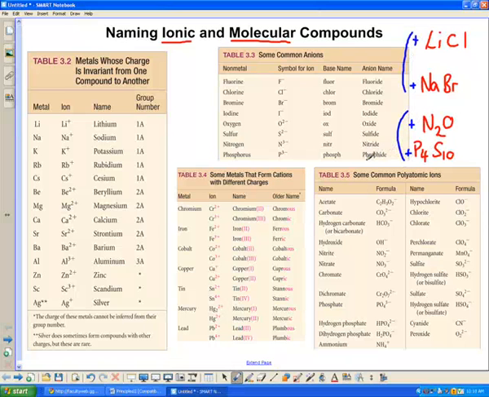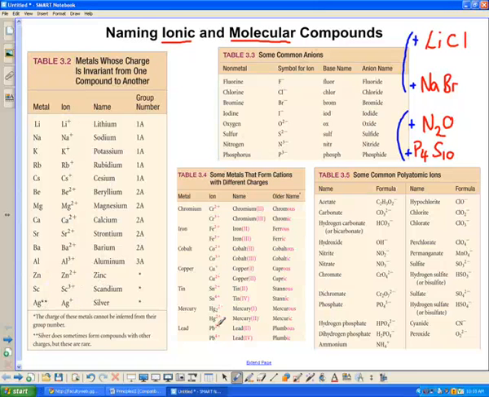Let's go through a few examples. Before I move off this slide, I just want to point your attention to tables 3.2 through 3.5 from your textbook, and we're going to be coming back to these several times during this video. Whenever we're talking about naming, we want to talk about the cation and the anion. We have simple cases of cations where the group number dictates the charge, apart from transition metals, where that is not the case.